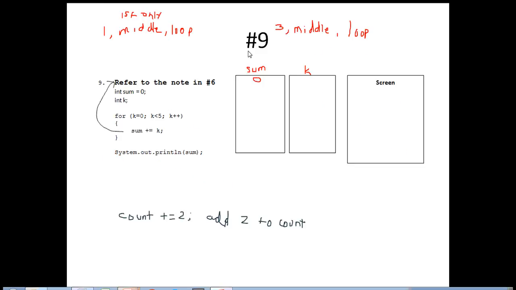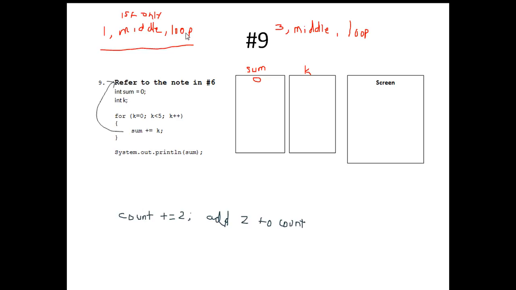Okay, we're going to now do number 9. In number 9, we see that we have the int sum initialized to be 0, and k has not been initialized yet. It's just been declared. So we have our memory locations going. We go to the for loop. For loop, again, first argument, middle argument, then the loop, first time only. We now initialize k, or assign it to be 0. And then, is 0 less than 5 right here? Yes, it is. So that tells us to go into the loop.